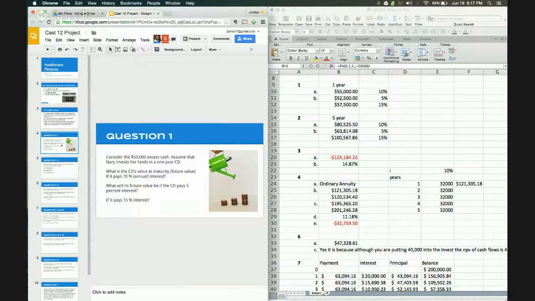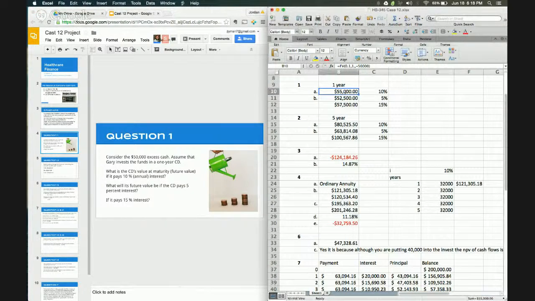Okay, so for problem number 1, Gary has a couple different options to consider for investing $50,000 in excess cash. For the first part, A, that option is a CD, or certificate of deposit, that pays 10%, and the period is just going to be 1 year. So if we come over here to Excel, you can see the function we use to calculate this. You use the future value function, and right here you put the interest rate, which is 10%, and we put that as a decimal, 0.1.